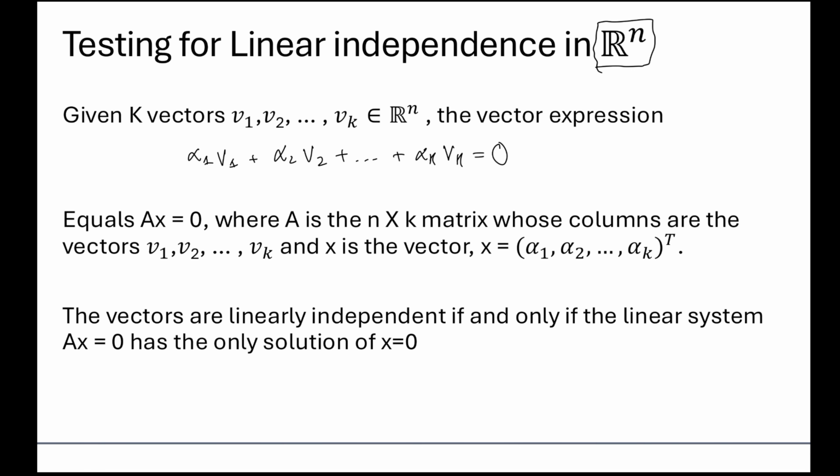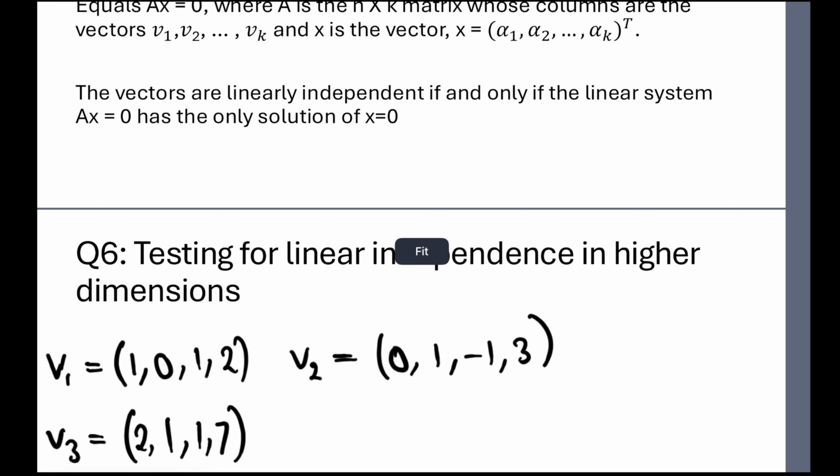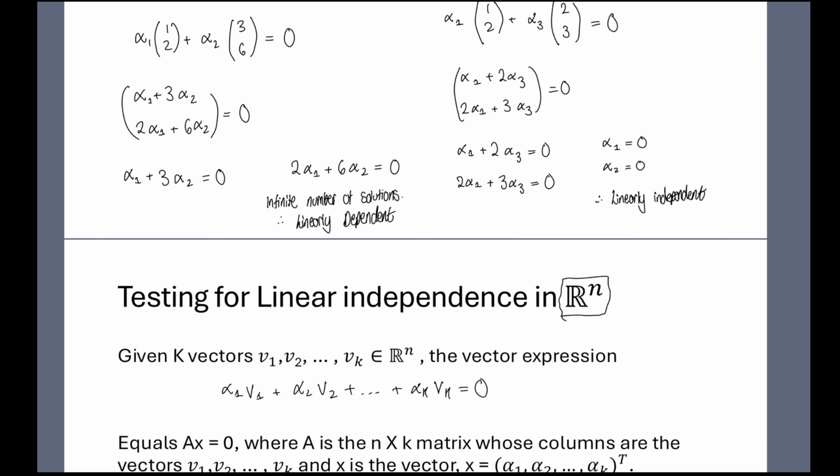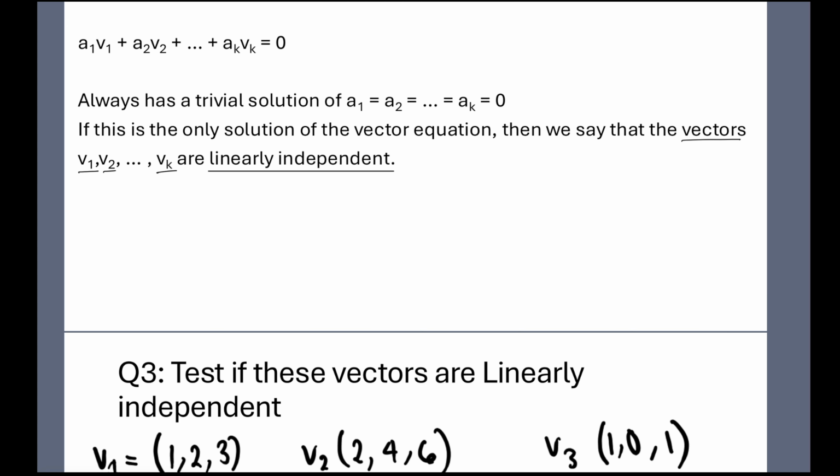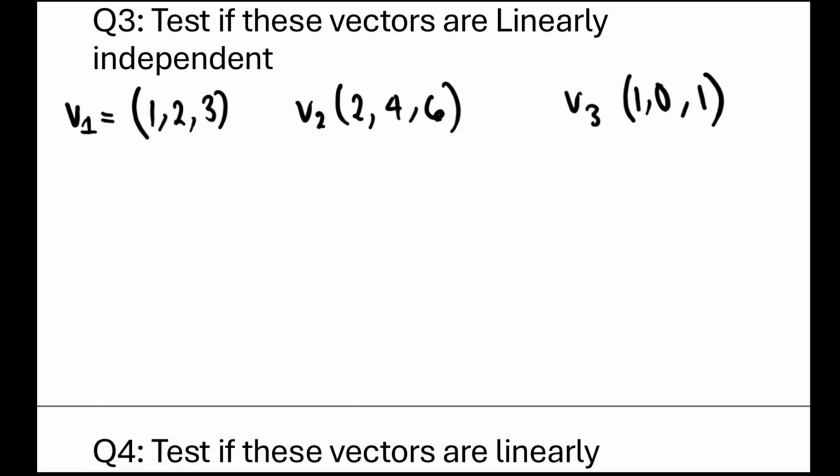And the vectors are linearly independent if and only if the linear system Ax is equal to 0 has only one solution of x is equal to 0. Now, to explain this a bit better, we're going to go to question number 3. So here we have 3-dimensional vectors.